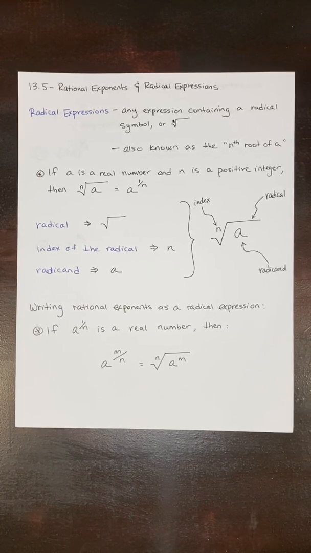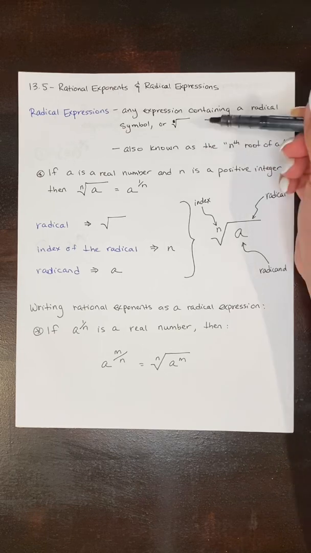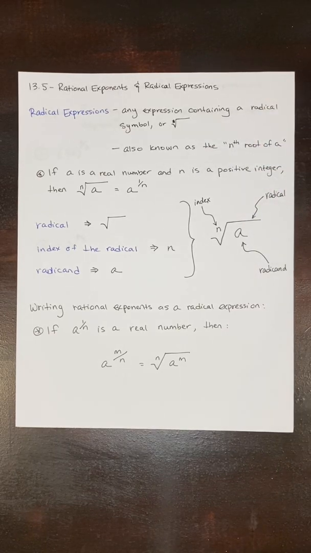Our next topic is on radical expressions. Radical expressions are any expressions containing a radical symbol, or this symbol right here. It's also known as the nth root of a. People often mistakenly call this a square root symbol, but it can also be used to describe a cube root, fourth root, or higher. The basic rule of thumb is that if a is a real number and n is a positive integer, then the nth root of a is also known as a to the 1/nth power.